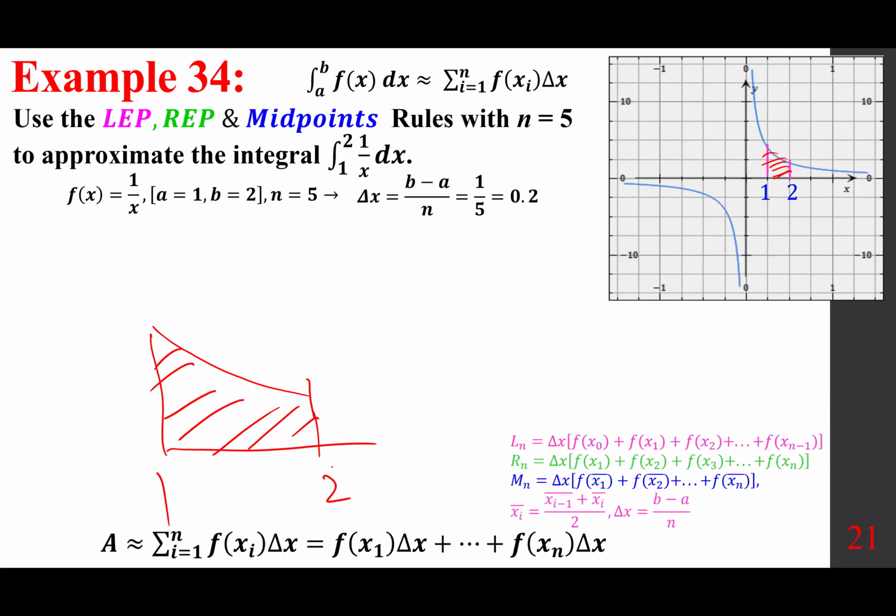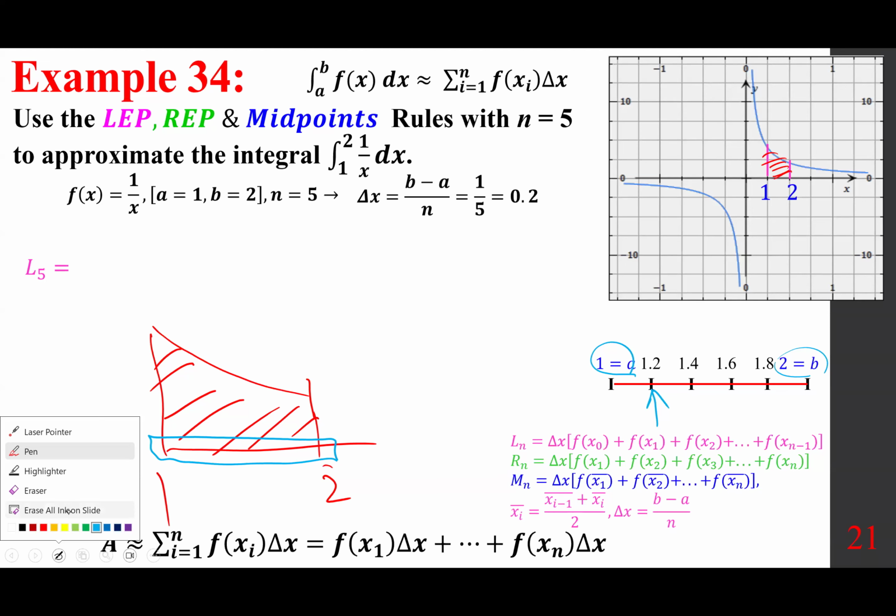And now this part from 1 to 2, I'm going to cut it into 5 pieces. And I'm going to go with the line segment, starting with a equals 1, b equals 2, and I'm going to add 0.2. So those are the endpoints. So I'm going to start with the left endpoints. That means L sub 5. And the answer is delta x, which we know to be 0.2, times. Let me erase my work.